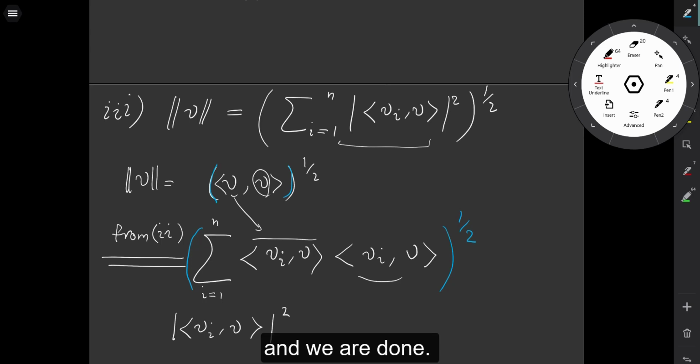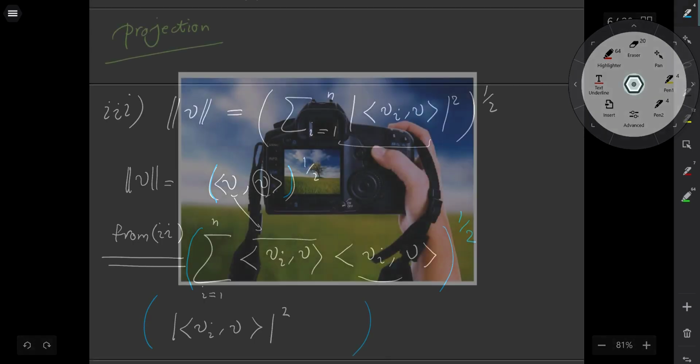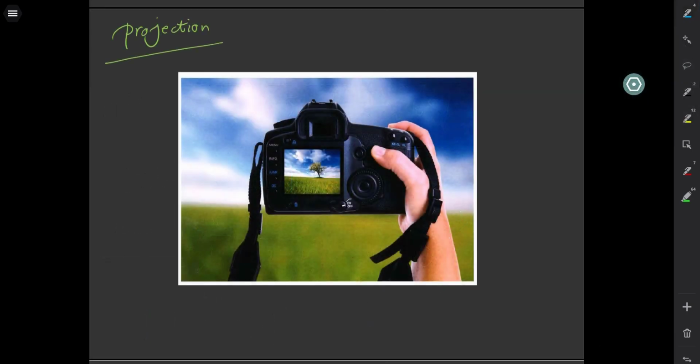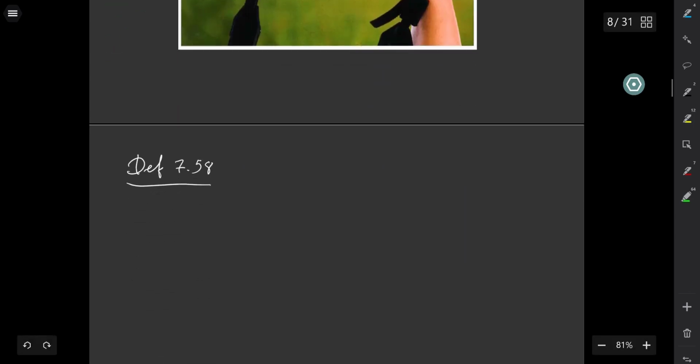Projection itself was a concept in chapter 7 that we skipped, and the main object of study today are the orthogonal projections. So let's first see what projections are, and I will explain why I have put this photo here.